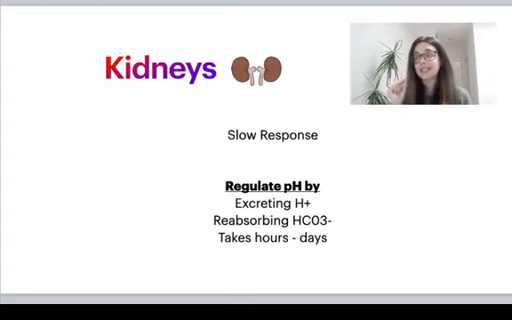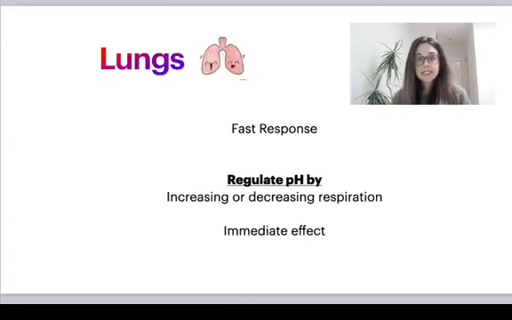Now, it's a slow response system because it can take hours to days. If we get a patient that presents quick enough, we might not see that this patient's had time to compensate using the kidneys. However, the opposite, if a patient has been left at home and should have been seen sooner, we might find that their compensatory phase is set in, and we'll see that on blood gas. The fast responding system happens almost immediately, and it's the lungs. They're the ones responsible for it.